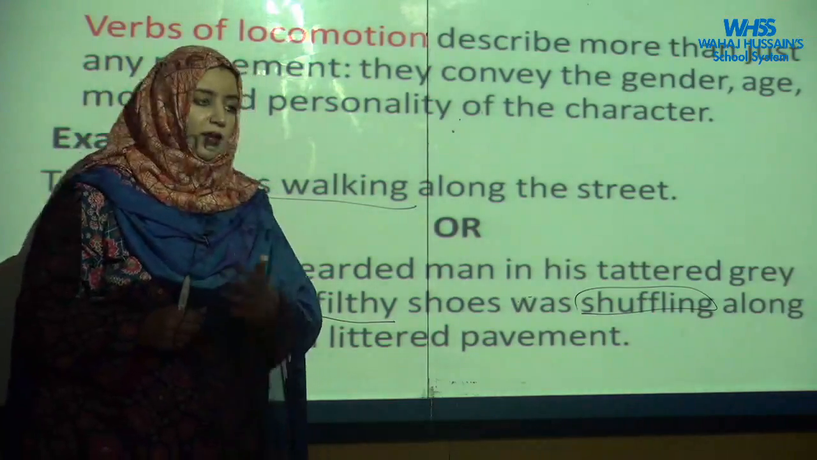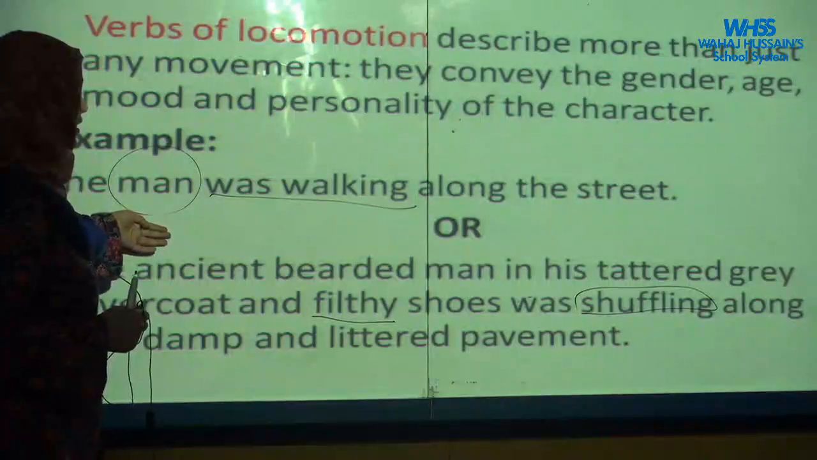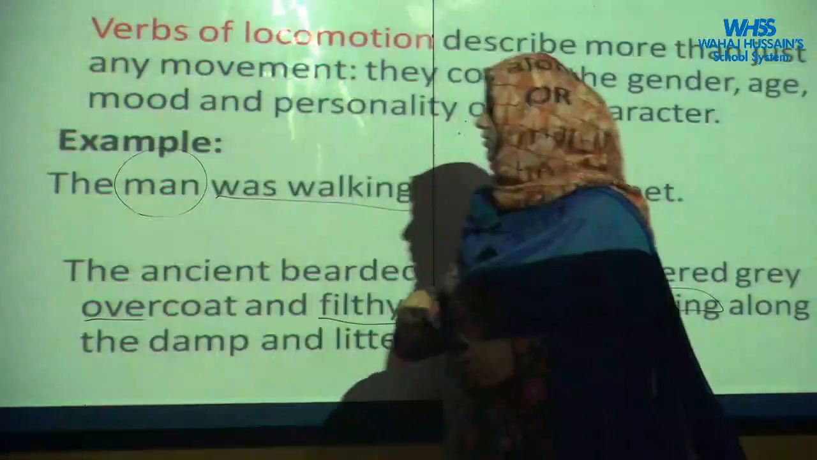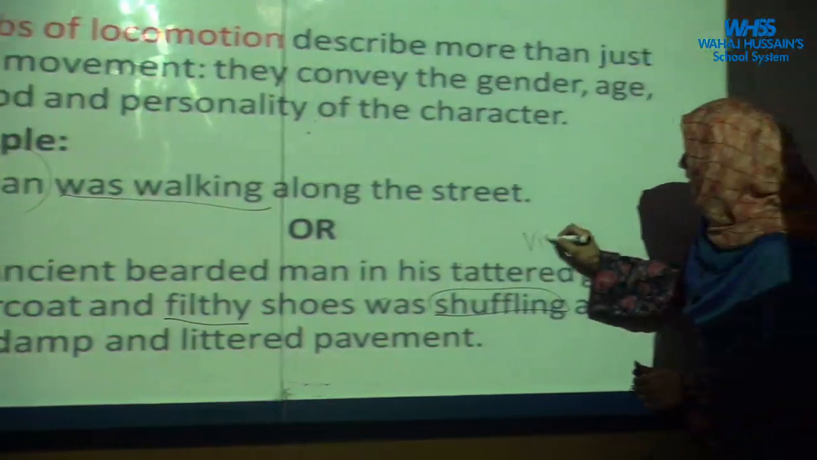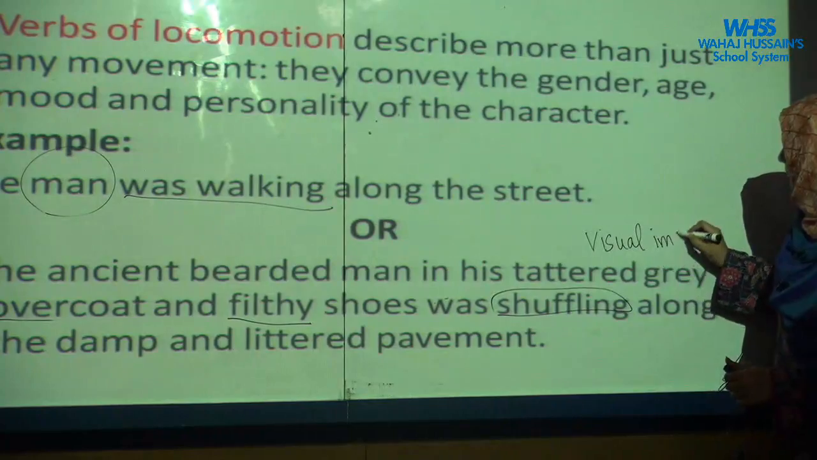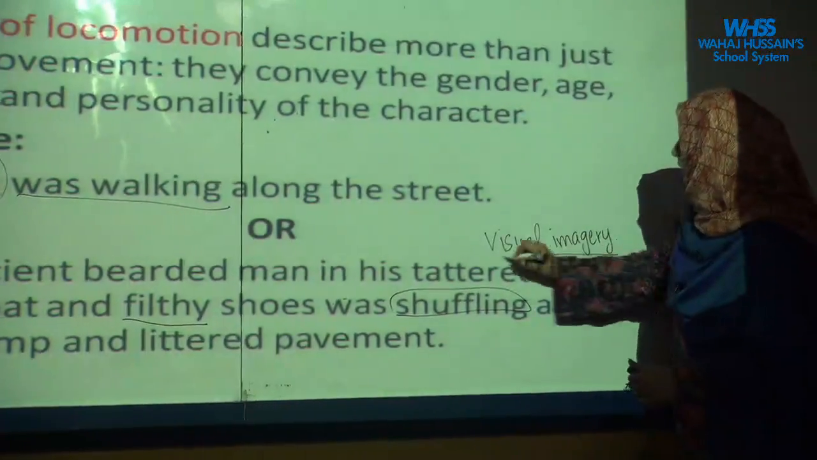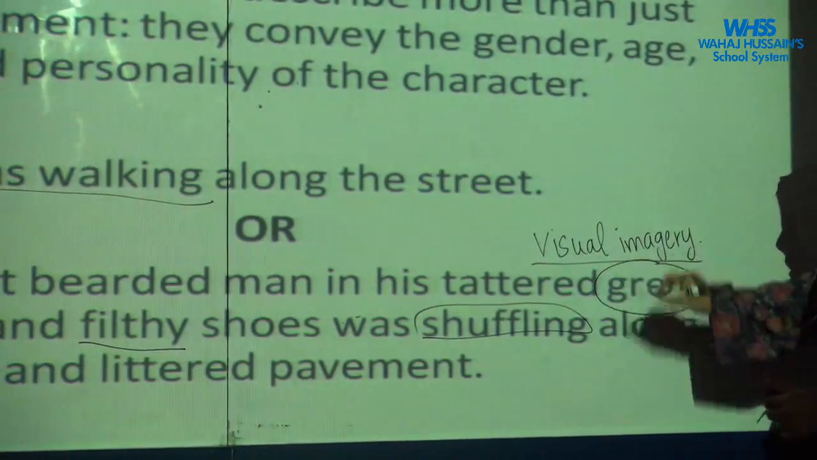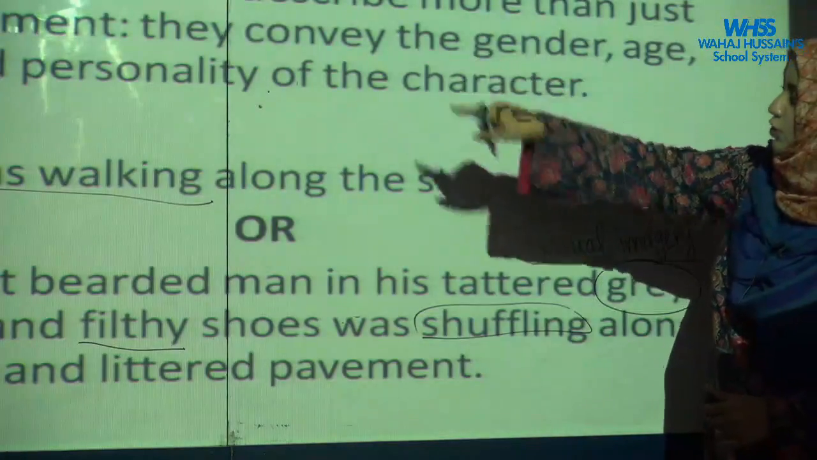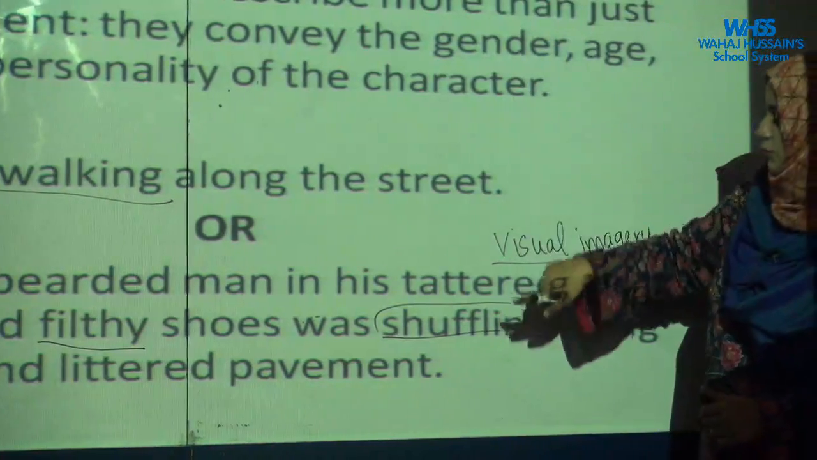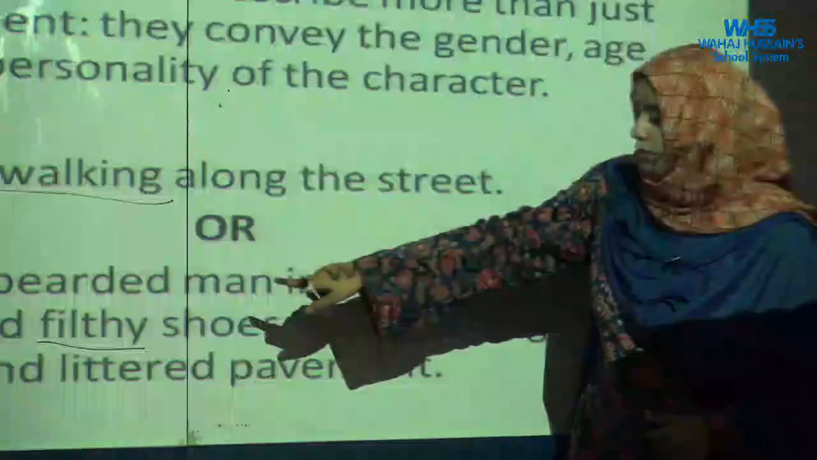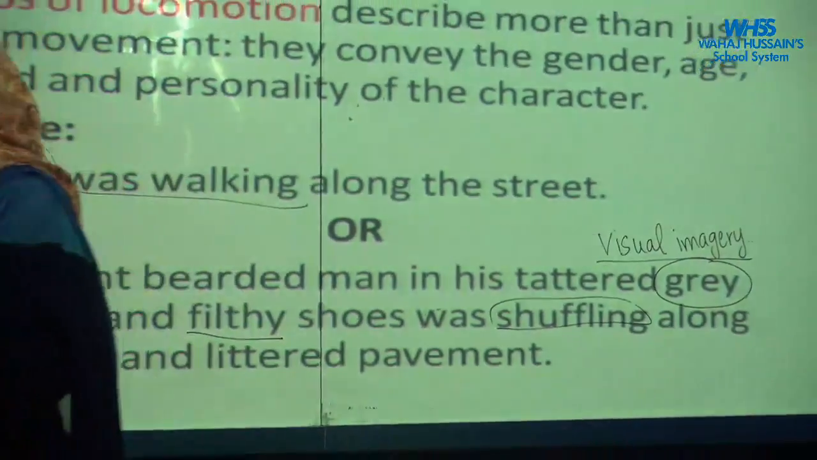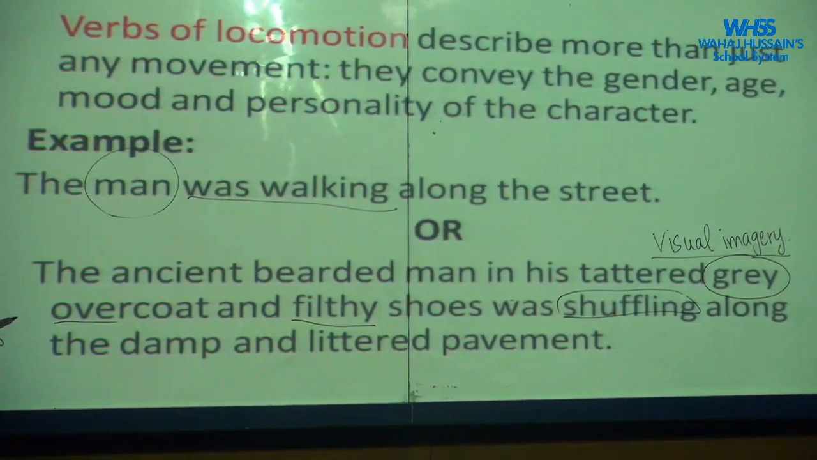Just look at the dullness of this sentence: the man was walking along the street. And look over here, I've got colors. So I'm going to say that this is making use of visual imagery. Visual, I can see it. I've got grey, shuffling, a verb of locomotion because it's more than just any movement. And then I've got description: filthy, damp, and littered pavement. So this is what is expected when we deal with descriptive writing.